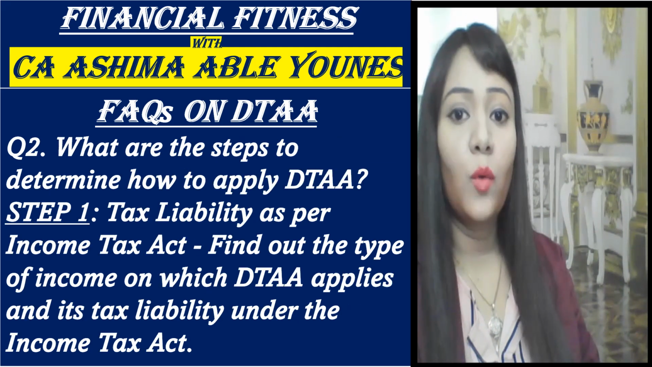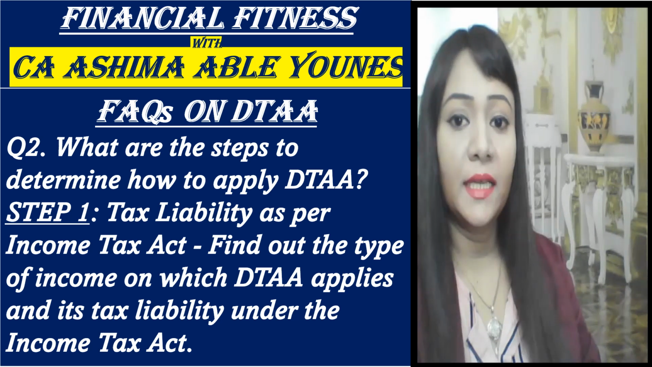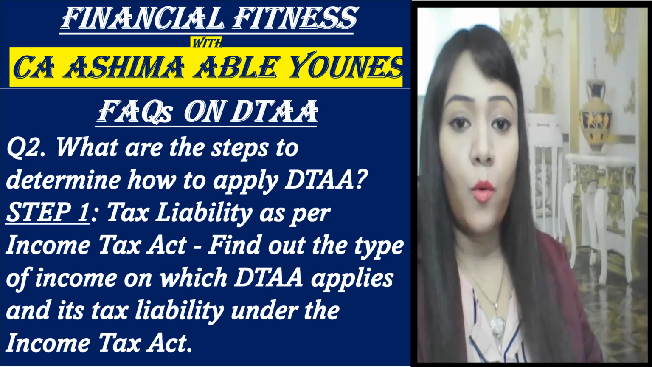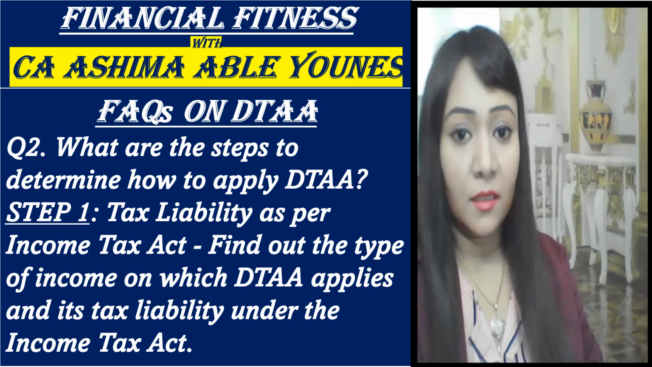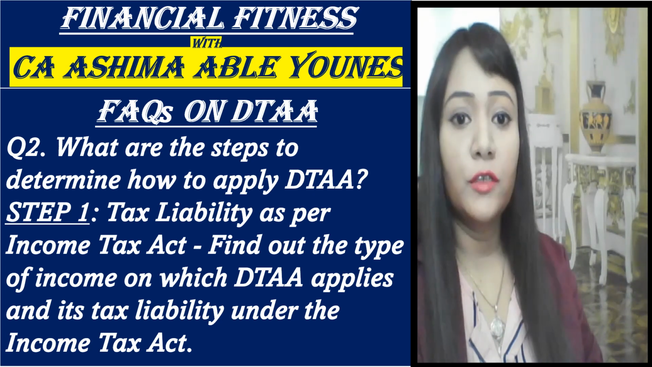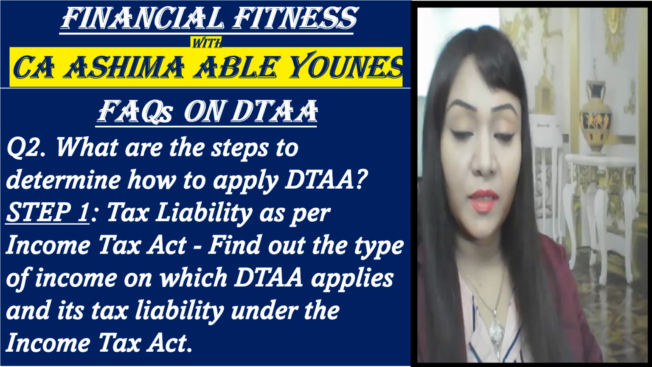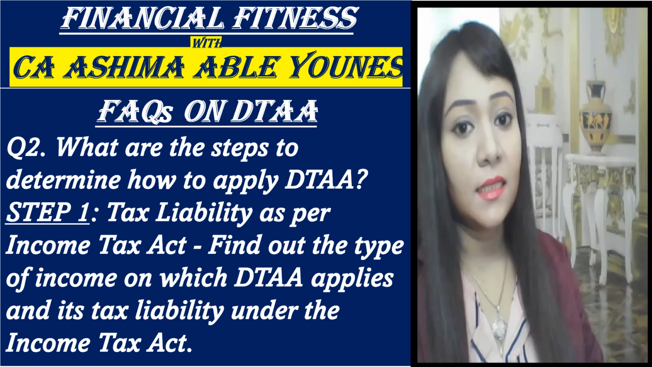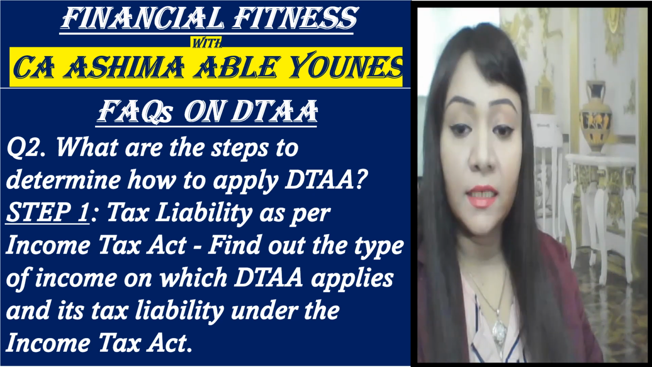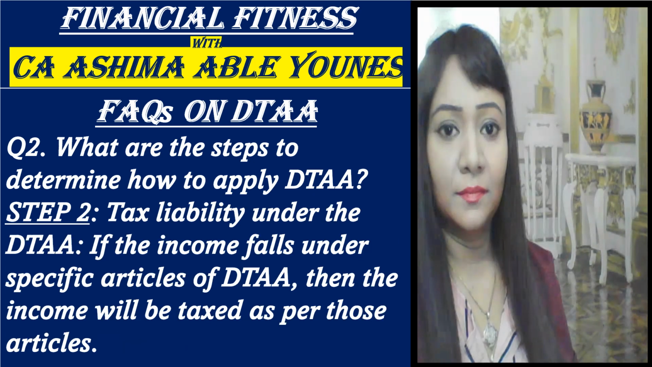Now let's understand what are the steps to determine how to apply DTAA. Step 1 is tax liability as per Income Tax Act. First of all, you need to find out the type of income on which double taxation avoidance agreement applies and its tax liability under the Indian Income Tax Act.